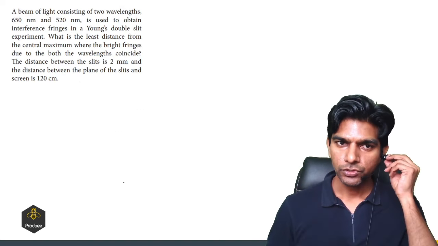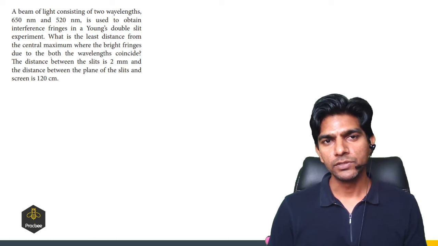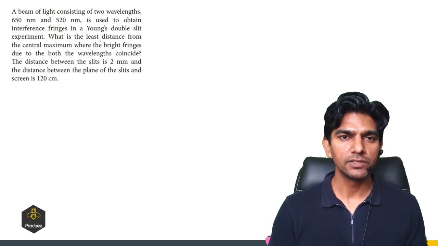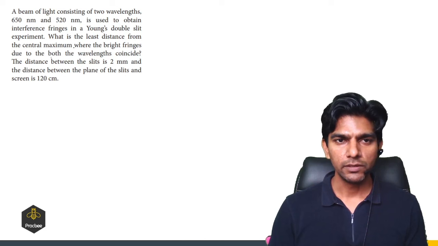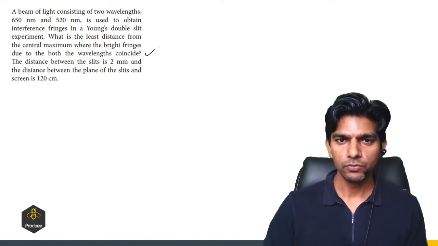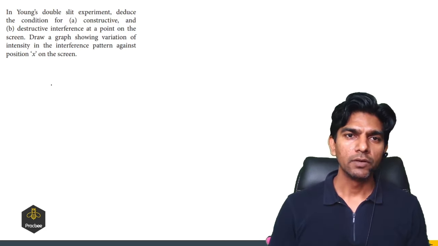Now let us see one more question. A beam of light consisting of two wavelengths, 650 and 520 nanometer, is used in the interference pattern of Young's double slit experiment. What is the least distance from the central maxima where the bright fringe due to both of the wavelengths coincide? We have done a similar question, so you can do this question as homework. The distance between the slits is 2 millimeter and the distance between the plane of the slits and the screen is 120, right? Okay, now let us see the next question.